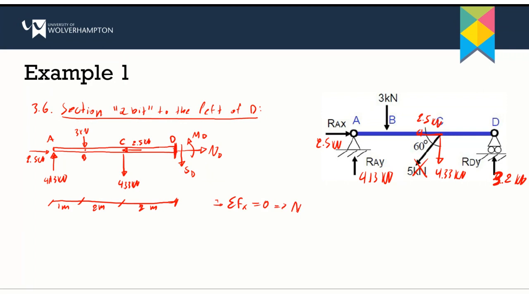Let me start with Nd, plus 2.5 minus 2.5 equals zero, or Nd equals zero. As I have said, if it is zero, you can skip the units as well. It would not be incorrect if you said 0 kilonewtons. The sum of forces in y direction should be equal to zero.